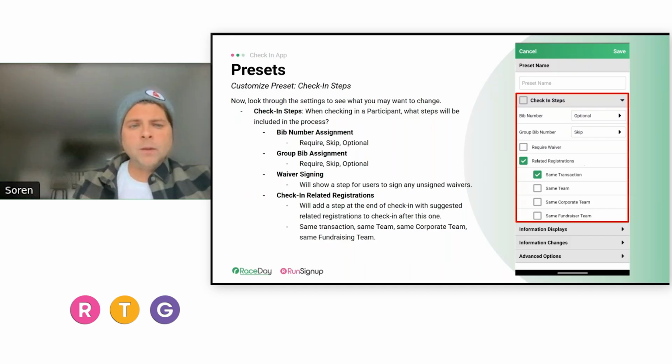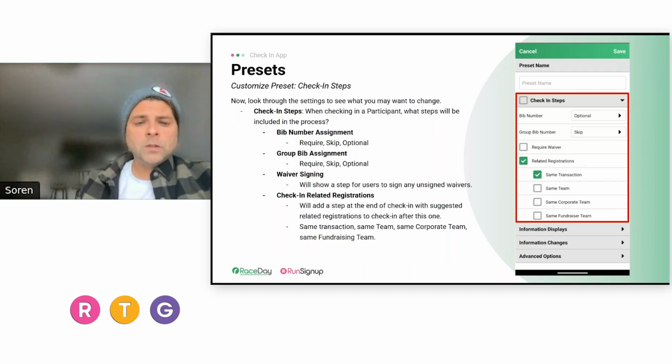Waiver signing will allow you to add a step for users to sign any unsigned waivers. We support up to 3 waivers. So if you've added another waiver in the check-in flow, if something has changed and you need to collect that signature, this is where you can set that.